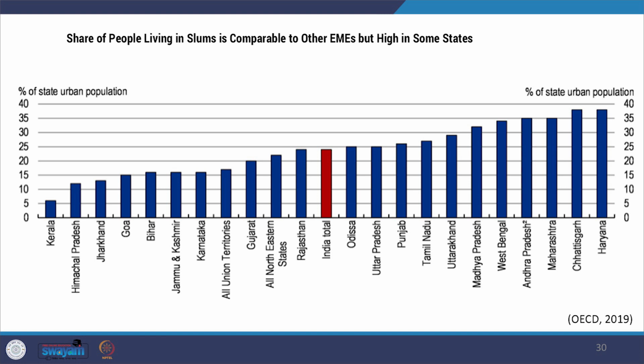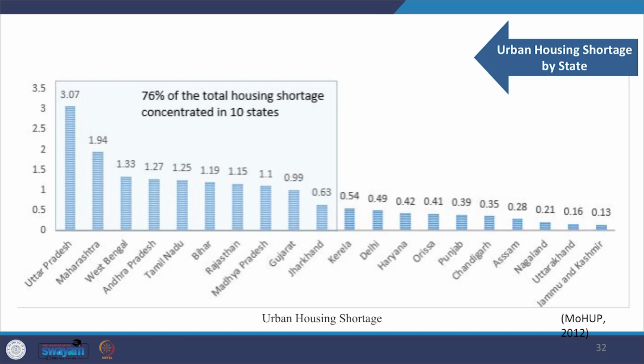The disparity across states is large, ranging from 6% of urban population living in slums in Kerala to more than 35% in Andhra Pradesh, Chhattisgarh, Haryana, and Maharashtra. In West Bengal, we see 13 lakh people, Andhra Pradesh 12, and in Tamil Nadu over 12 lakh people living in congested areas.